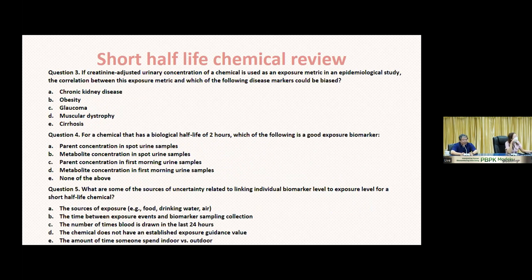Next question. Question 3. If the creatinine-adjusted urinary concentration of the chemical is used as an exposure metric in an epidemiological study, the relation between these exposure metrics and which of the following disease markers could be biased? A, chronic kidney disease. B, obesity. C, glaucoma. D, muscular dystrophy. And E, cirrhosis.